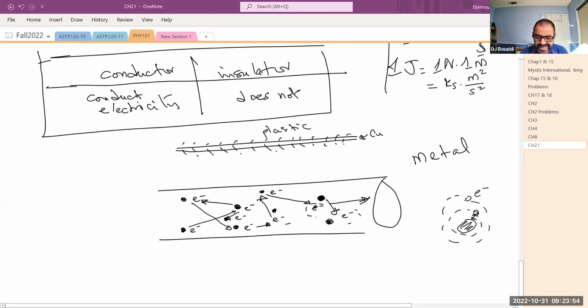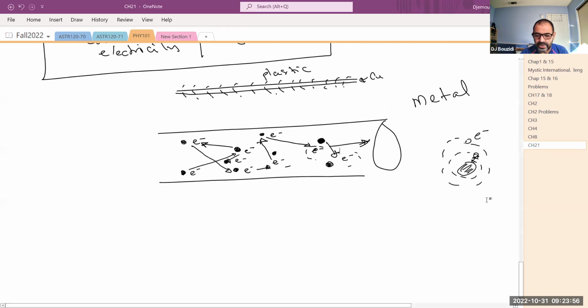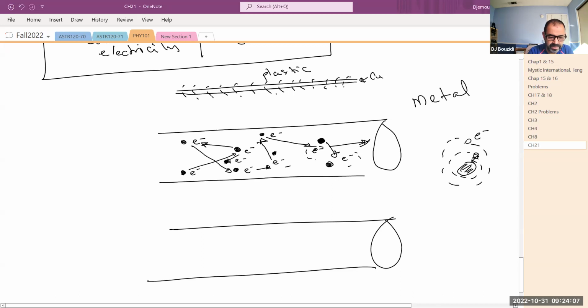In an insulator, they don't take their electrons and put them in the community. So each atom in an insulator, for example in a wire that is made out of plastic, holds on to its electrons. So no electron can move out. All of them are actually part of their atom. The atom stays neutral, so the charge is still zero for each atom.